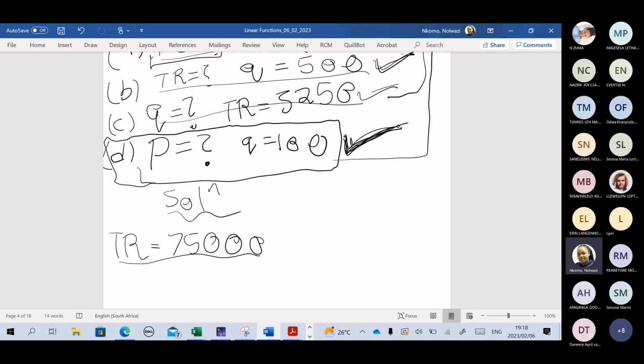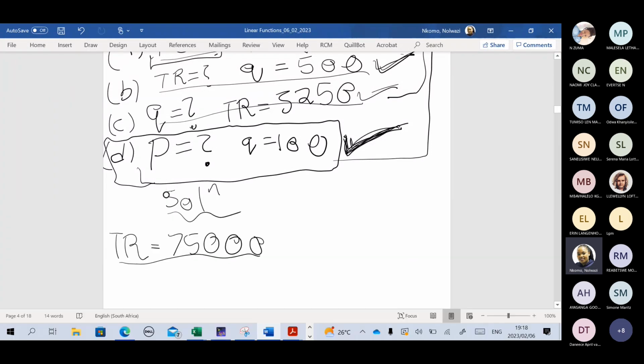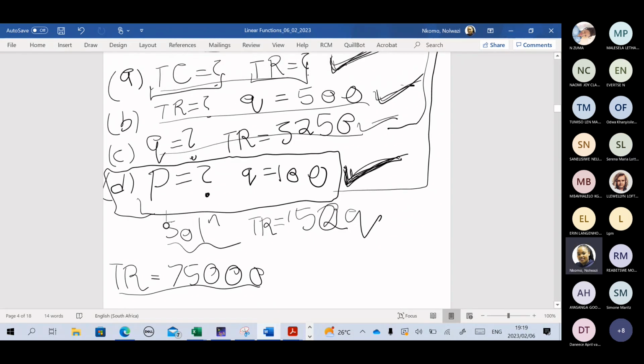Remember, we are finding a function here. And a function is a dependent and independent variable. Hi, I got 150Q. 150Q? Yes, 150 times Q. Okay. Anyone with a different answer?